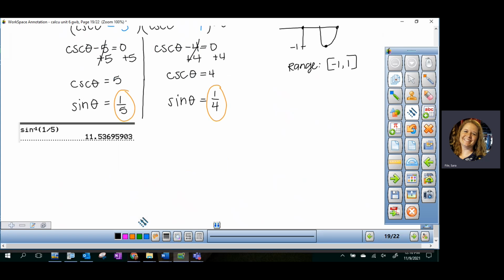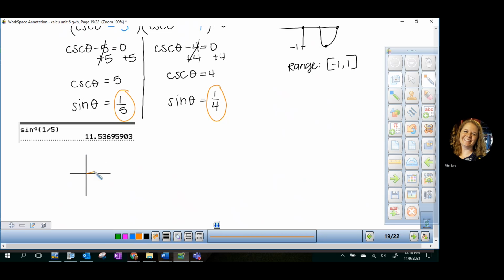Okay, now that's not the only solution. That's the thing. When you do this in the calculator it only gives you one solution, even if there is more than one. Okay, so I need to think about this. 11.5 degrees is in quadrant 1, right? So I'm going to sketch it out. So that would be 11.5 degrees. Where else is sine positive? Which other quadrant? In quadrant 2. So there also needs to be an answer with an 11.5 degree reference angle right here in quadrant 2.